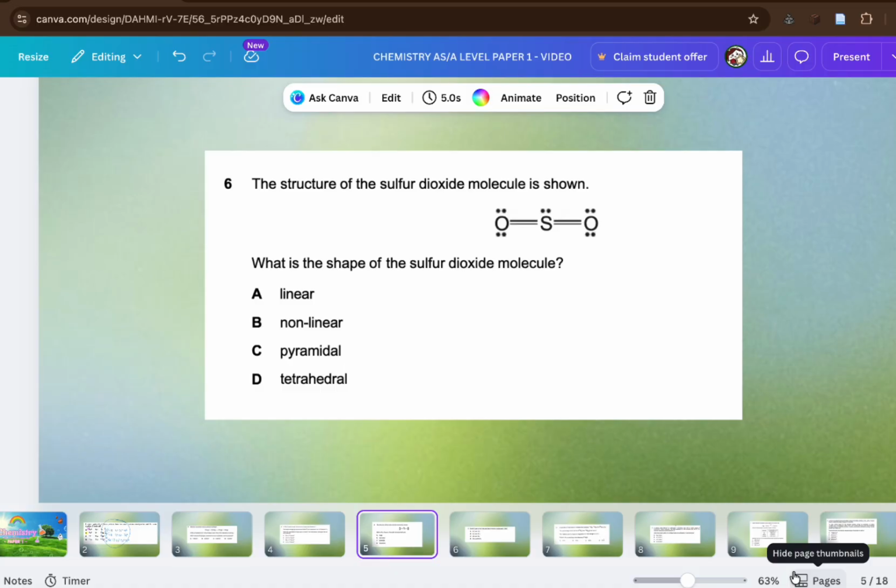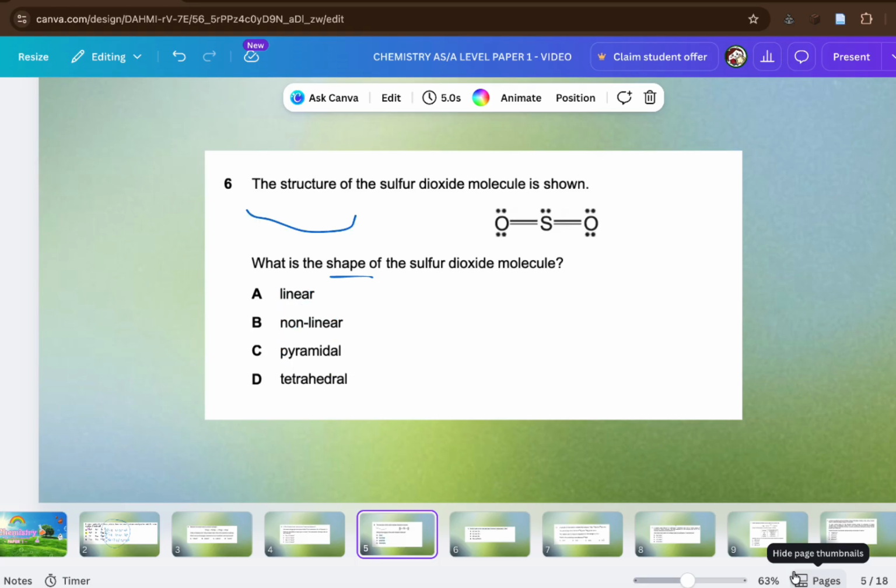Next question. The structure of the sulfur dioxide molecule is shown. What is the shape of the sulfur dioxide molecule? So, we are given the structure of the sulfur dioxide molecule. Hold up, let me pull up my tool. Here is the sulfur dioxide molecule. You're asked to define the shape. We have linear, nonlinear, pyramidal, and tetrahedral.